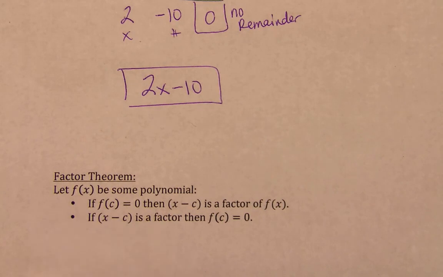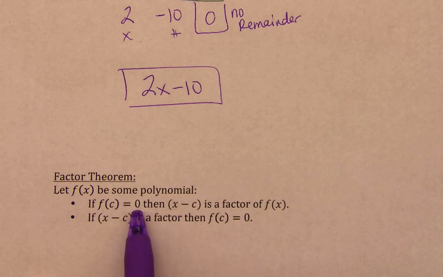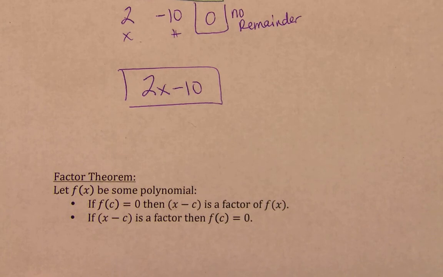If I have some polynomial f of x and plugging in some value c gives me 0, then that means x minus c is a factor of f of x. And when we're factoring big polynomials later in this chapter, this is going to be something that's really useful for us. The factor theorem also tells us that if x minus c is a factor, then f of c will equal 0. All right? And that's the end of part 2 of chapter 2, section 4.